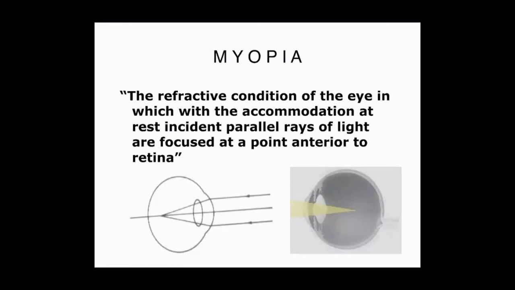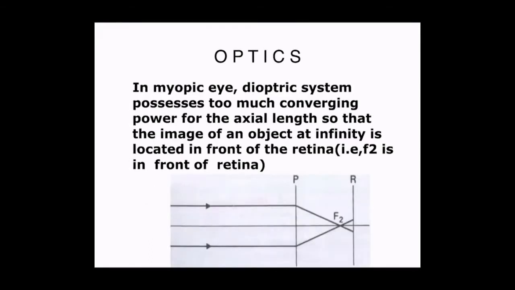Okay, the second most common refractive error is myopia, that is a refractive condition of the eye in which accommodation at rest is focused at a point which is anterior to the retina. That means your axial length of the eye is too big, so the light coming from infinity is focused in front of the retina, not on the retina. So this is the ray diagram of your retina. You can see the F2 is in front of your retina.